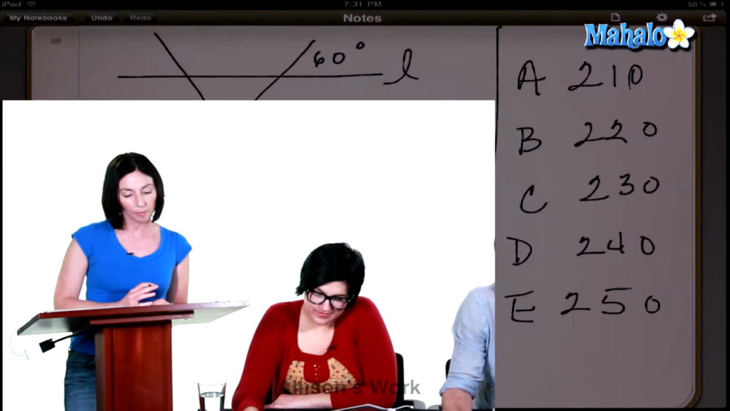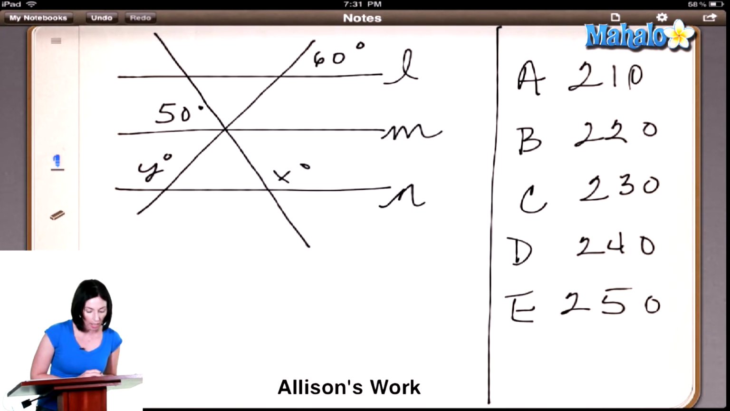So let's get started. Let's take a look at problem number 20. What do you think? There's a diagram there, and it says, in the figure above, 5 lines intersect as shown. If lines L, M, and N are parallel, what is the value of x plus y? Any ideas? No. Okay, well, let's talk a little bit about some of the theory that you can use for this one.